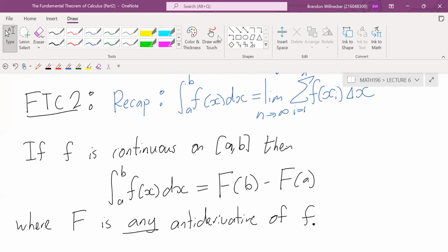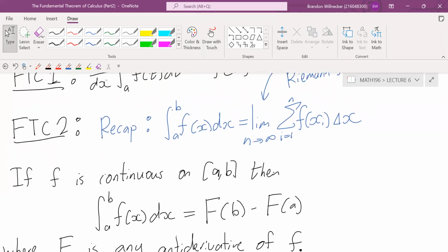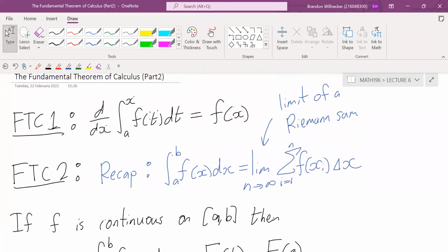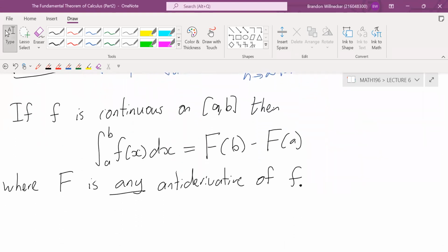So we see that FTC Part 2 gives us an alternate way of calculating definite integrals. You can either use the previous way, the limit of a Riemann sum, or using FTC Part 2, we can calculate the definite integral as the antiderivative evaluated at the upper bound minus the antiderivative evaluated at the lower bound.